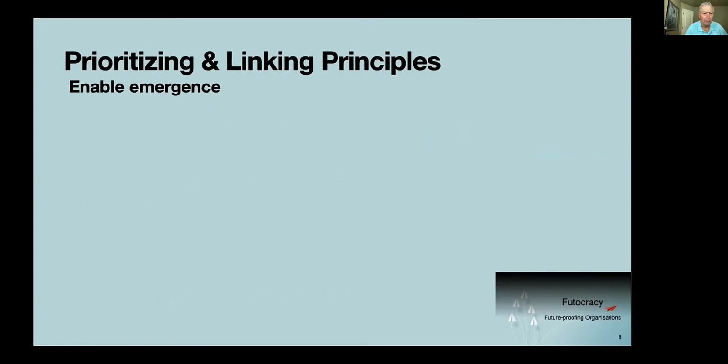Let's talk then about prioritizing and linking the principles. And what we're doing here is we're enabling emergence. A lot of the underpinnings of what Reg and I have been doing have roots in complexity science of how to do things that enable other things to happen. The first then is to organize around work. You organize around work and not control. That's a key principle. It doesn't necessarily immediately say what to do, but it serves as a bookend for everything else, in that you're constantly thinking about what do you need to do to organize around the work and not worry about the control, because there's other mechanisms for control.